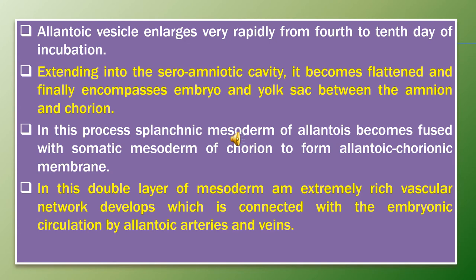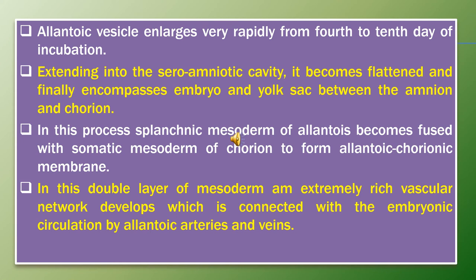Allantoic vesicle enlarges very rapidly from the 4th to the 10th day of incubation, extending into the seroamniotic cavity. It becomes flattened and finally encompasses the embryo and yolk sac between the amnion and chorion. In this process, the splanchnic mesoderm of the allantois becomes fused with the somatic mesoderm of the chorion to form the allantoic chorionic membrane.